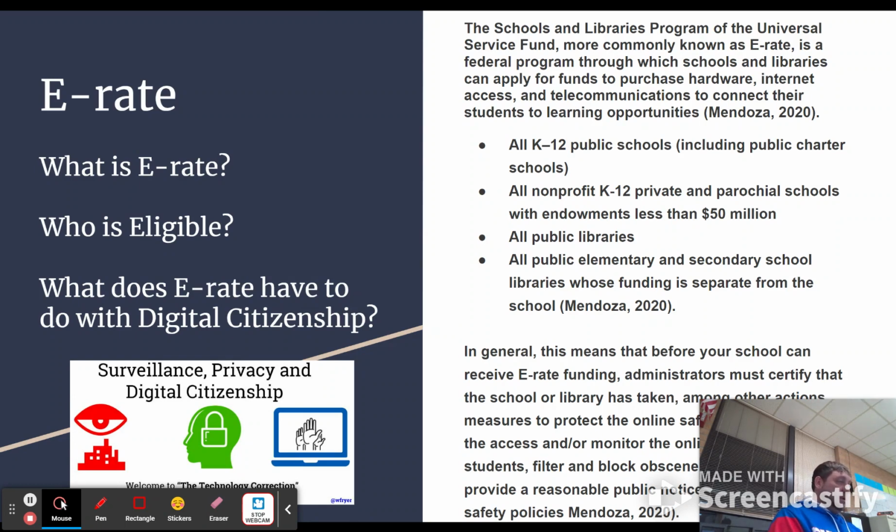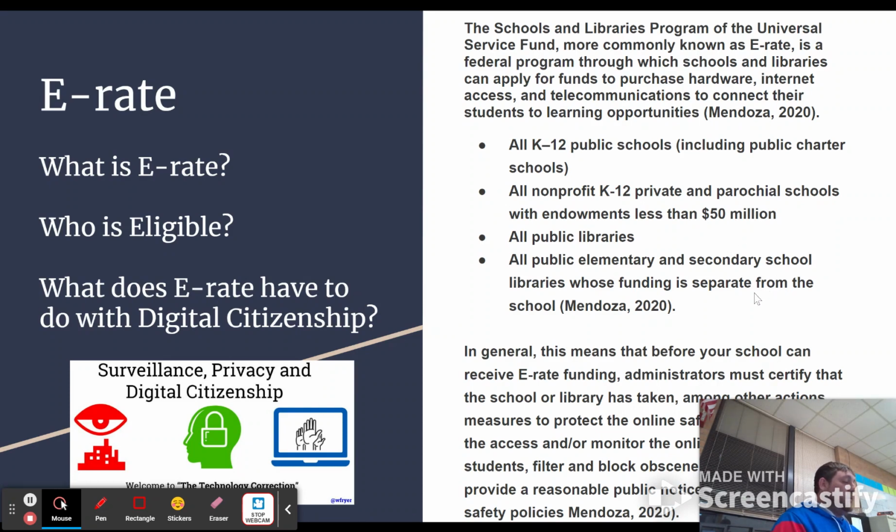The next thing is who's eligible for E-rate. And again, this is another cite by Mendoza in 2020. And it says all K-12 public schools, including public charter schools, all nonprofit K-12 private schools with endowment less than 50 million, all public libraries, all public elementary and secondary libraries whose funding is separate from the school. And the third one is, what does E-rate have to do with digital citizenship?